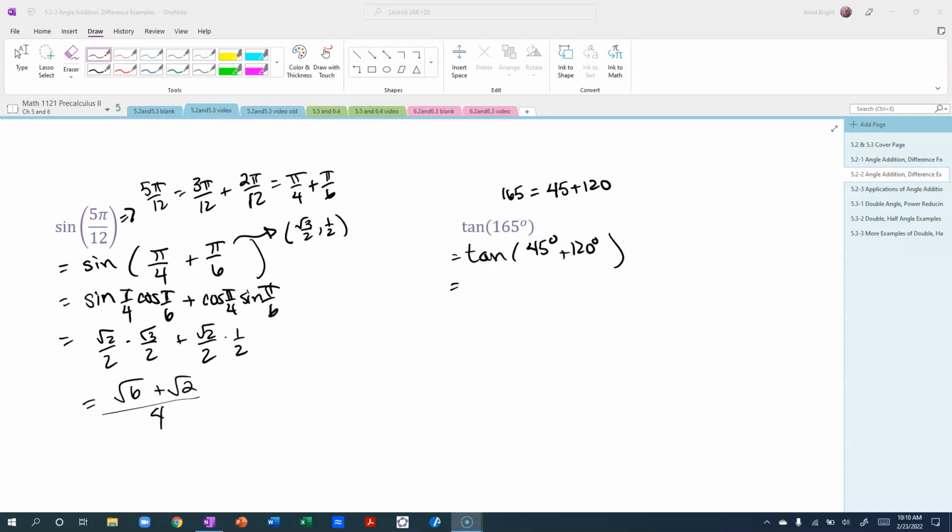So here's some of my work. I first recognized that 5 pi over 12 was 3 pi over 12 plus 2 pi over 12, so it kind of broke it up, and that simplified to pi over 4 plus pi over 6, which happen to be nice angles from the unit circle.